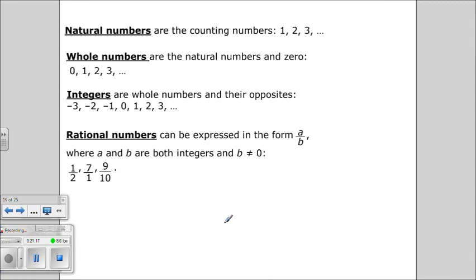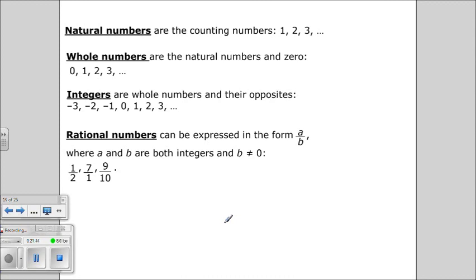Natural numbers are the counting numbers 1, 2, 3 without zero. Whole numbers are the natural numbers and 0: 0, 1, 2, 3, and so on. Integers are whole numbers and their opposites: negative 3, negative 2, negative 1, 0, 1, 2, 3, and so on. Rational numbers can be expressed in the form a over b, while irrational numbers cannot be expressed in the form a over b.